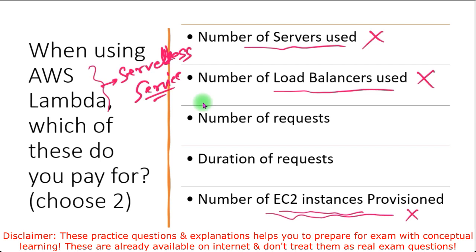So we just need to pay for the number of requests, how many requests we are making. This is correct, and also the duration of that request, how long our code takes to run. That means for the time our code runs, we are utilizing those servers, but we are not paying for the server. We are just paying for the code which runs for the duration. So this is how we tackle this question. We just need to understand that it is the duration of the request and the number of requests.